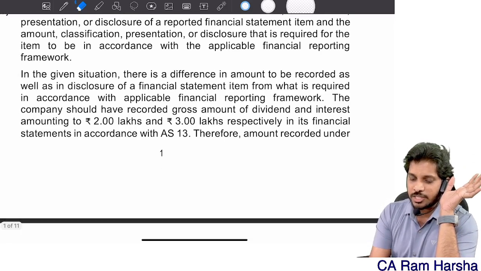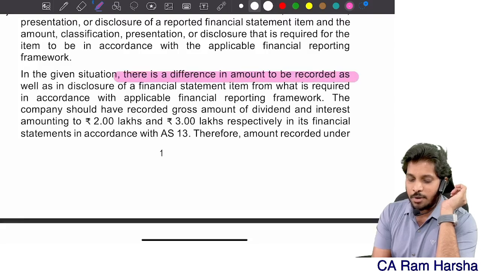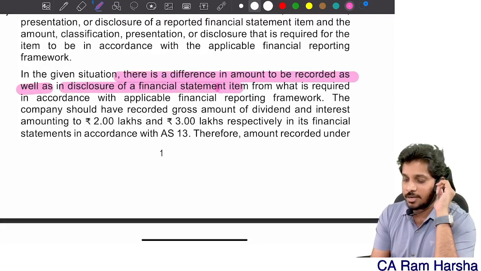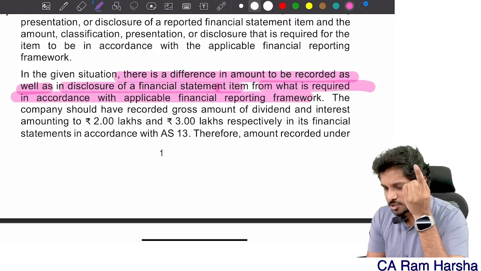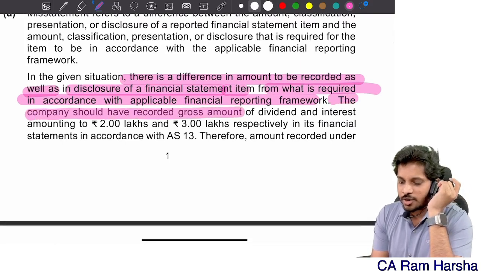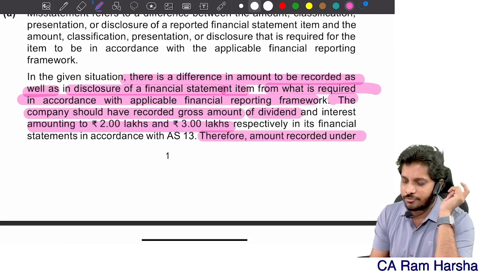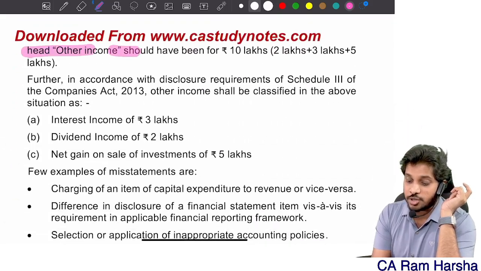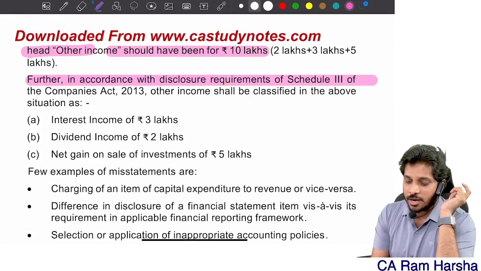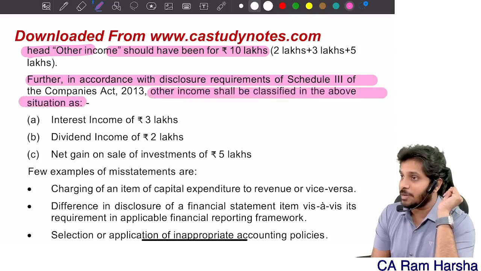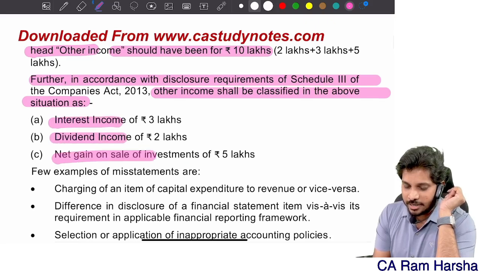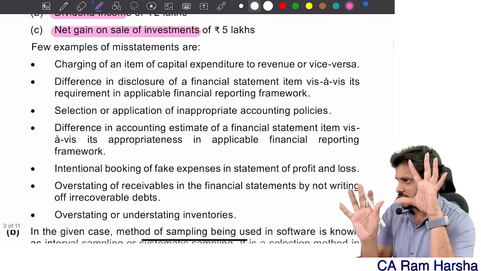In the given situation, there is a difference in the amount to be recorded as well as in the disclosure of the financial statement item that is required in accordance with the framework. The framework says you have to recognize on a gross basis. The company should have recorded the gross amount of dividend and interest, like 2 and 3 respectively. Therefore, the amount recorded under other income should have been 10 lakhs. Further, in accordance with Schedule 3, other income shall be classified as below: interest, dividend, net gain. This is the first part of the answer.